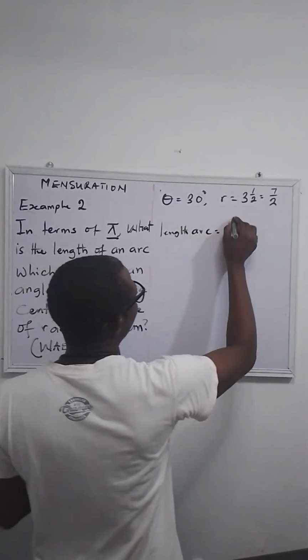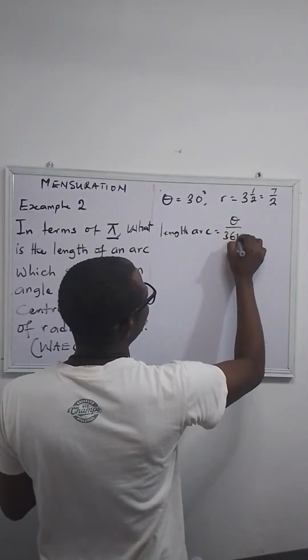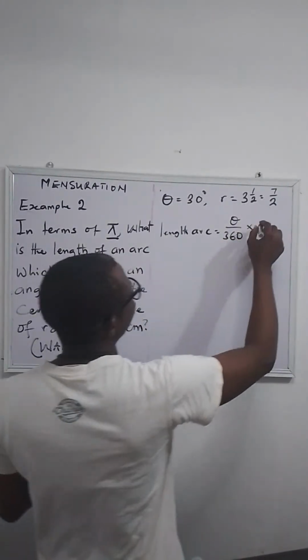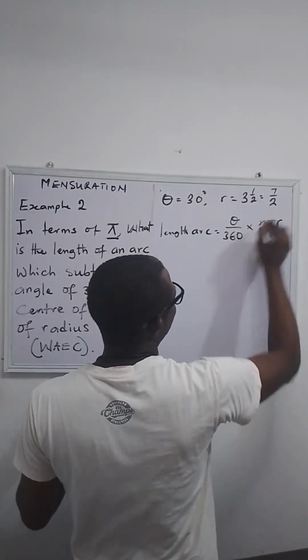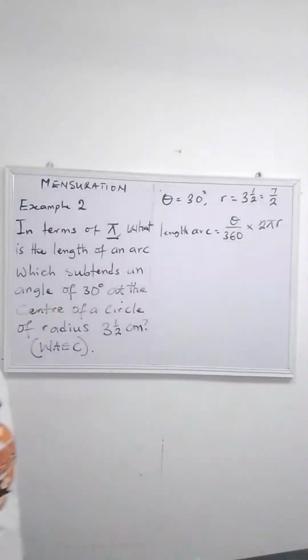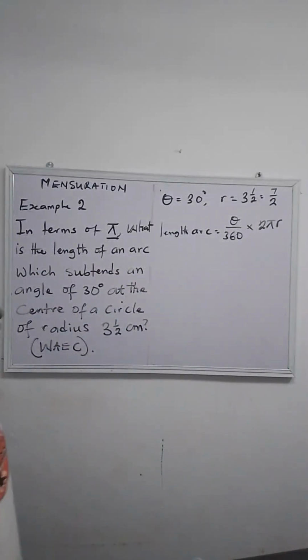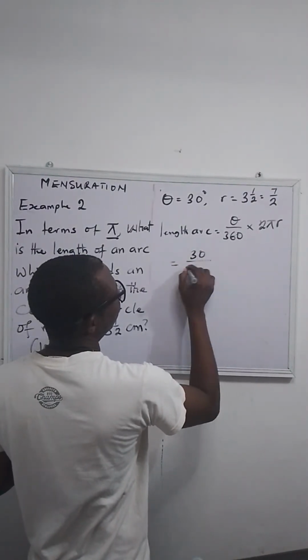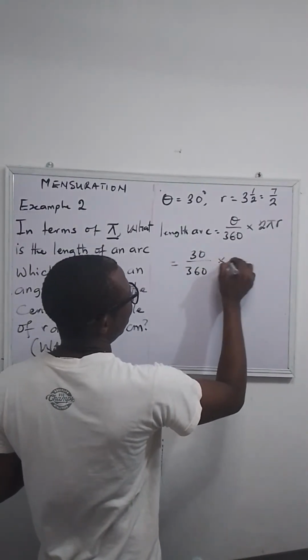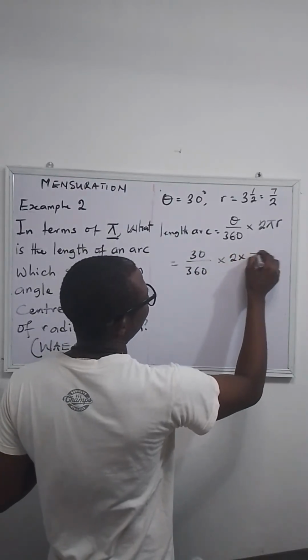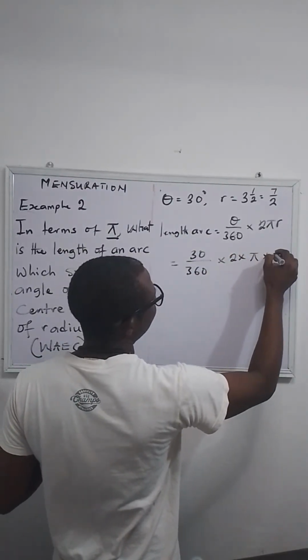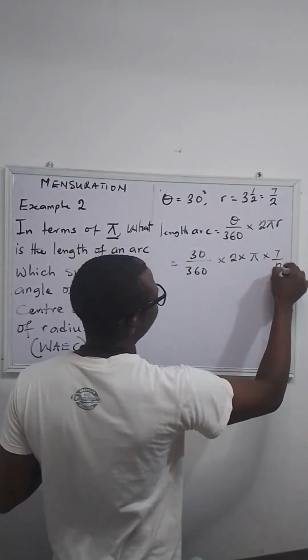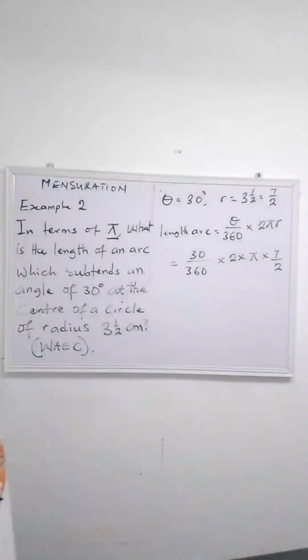equals theta over 360 times 2 pi r, the circumference of the circle. Let's plug in the values. Theta is 30, so 30 over 360 times 2 times pi times 7/2. I hope you understand that.